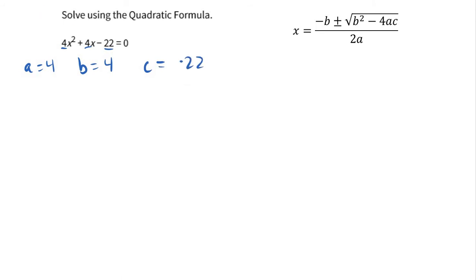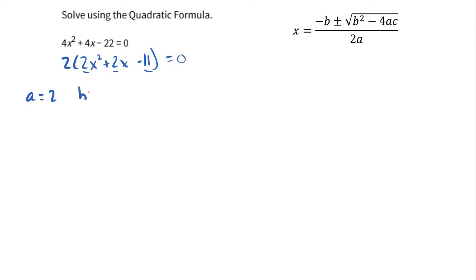In fact, you know what? Before I do that for this problem, I just recognize something. I could factor something out and make these smaller numbers. What if I factored 2 out of everything? So that would be 2 times 2x squared plus 2x minus 11 equals 0. Then you can divide by 2 if you want. So I'm going to use this a, this b, and this c just because the numbers are a little smaller. Maybe that makes the numbers nicer. So a equals 2, b equals 2, and c equals negative 11. Now you get the same answer, okay?